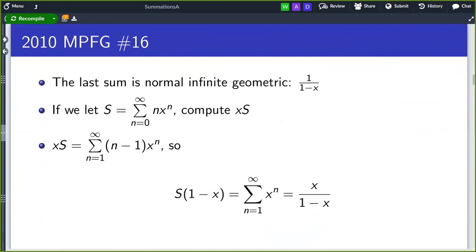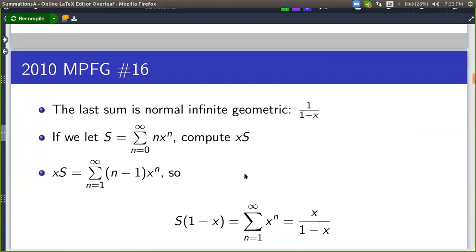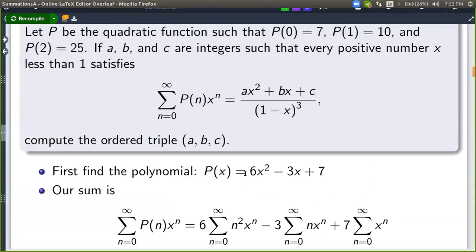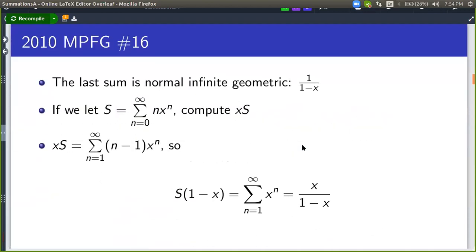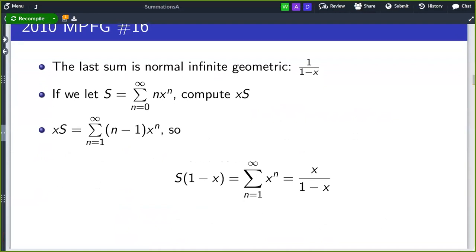Somebody is asking to scroll up, so could we scroll up quickly? So yeah, feel free to, I guess, copy down the 3 sums. Okay, and let's continue. So now that we multiplied by x and subtracted, we have a linear equation to solve for s. So we divide both sides by 1 minus x, and what we're gonna get is s is equal to x over the quantity 1 minus x squared.